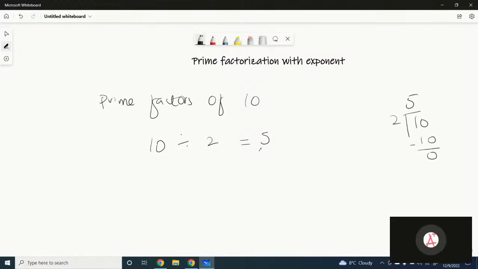Now you have to divide this 5 by the smallest prime number. So the smallest prime number that can divide 5 is 5. Got it? 5 divided by 5 is 1.